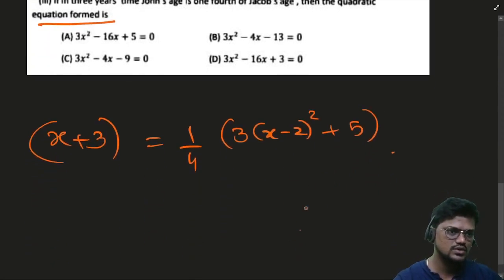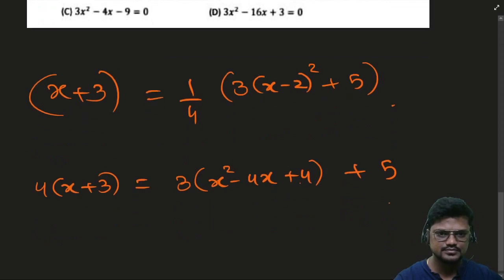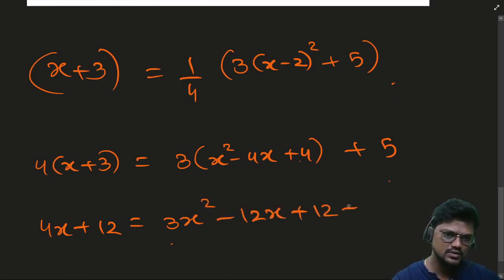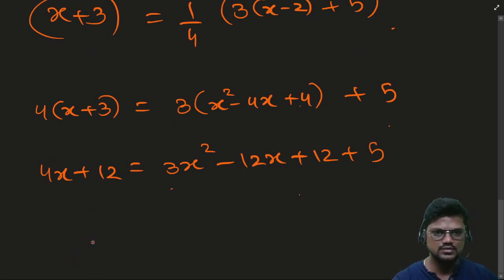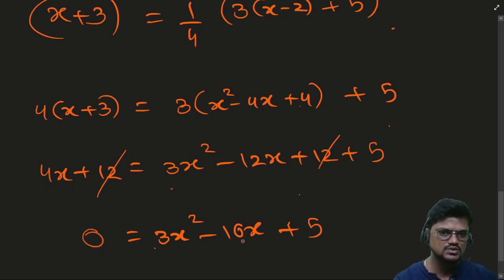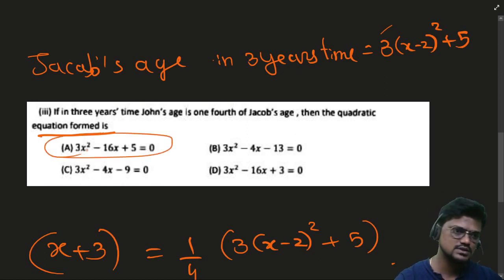Yeah, now you have to solve this. You will get the quadratic equation. If you take 4 on this side, 4 into x plus 3 will be equal to 3 into x square minus 4x plus 4 plus 5. So 4x plus 12 equals 3x square minus 12x plus 12 plus 5. So 3x square minus 12x minus 4x will be minus 16x. 12 and 12 can be cancelled. Plus 5 equals 0. So 3x square minus 16x plus 5.